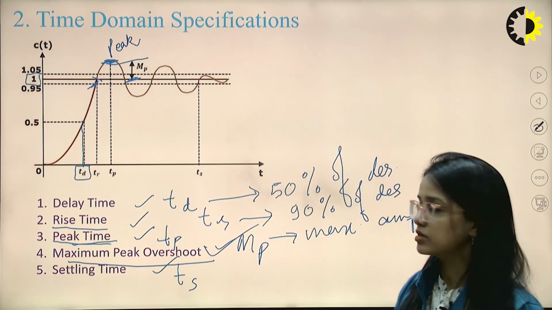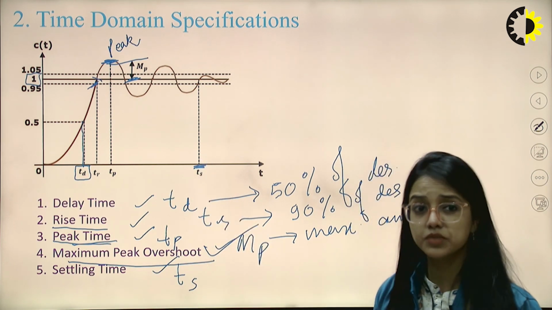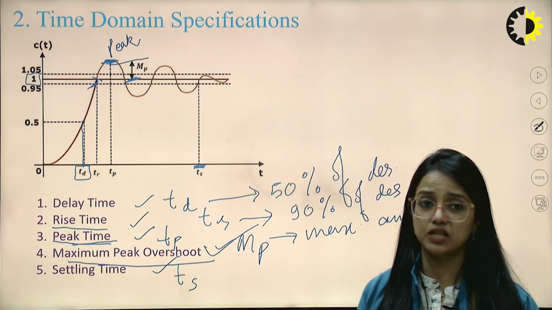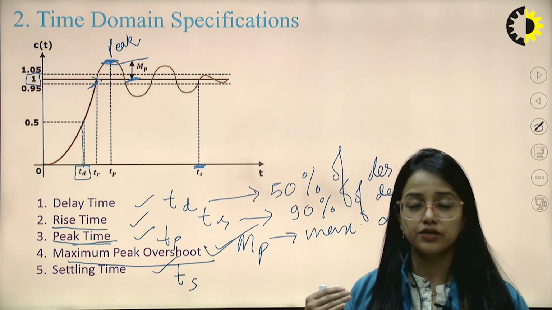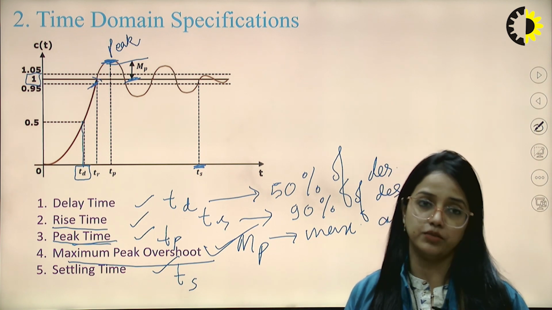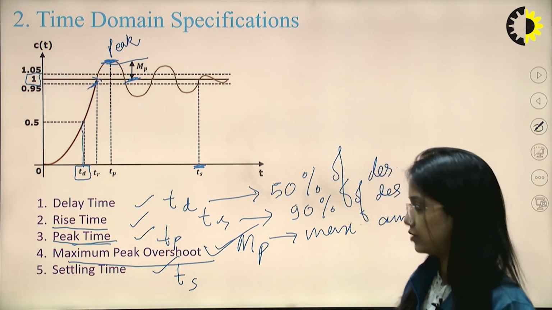Settling time. Settling time is the time required for the system to settle. Settles means the same as what we have studied in the steady state: when the system almost reaches the output and it stops the transient behavior. So it means the system is settled. That is called settling time.